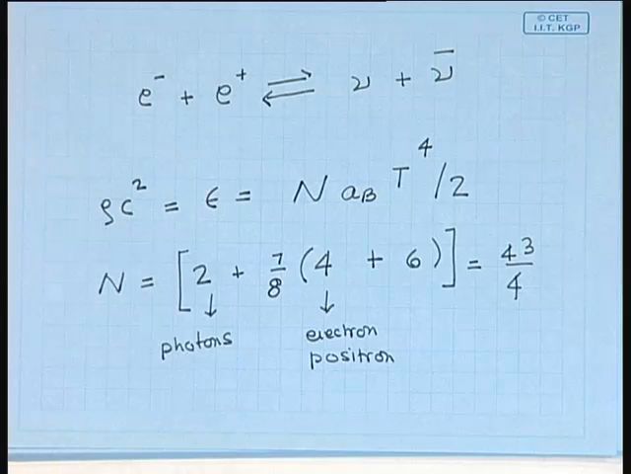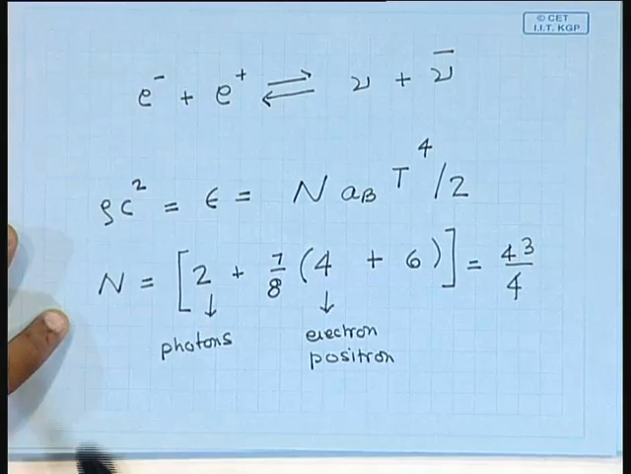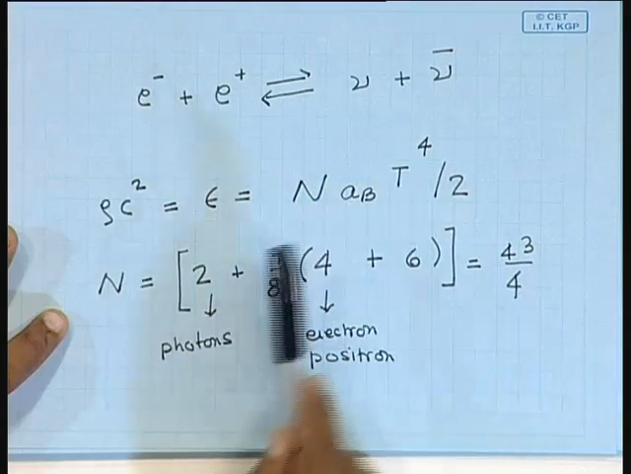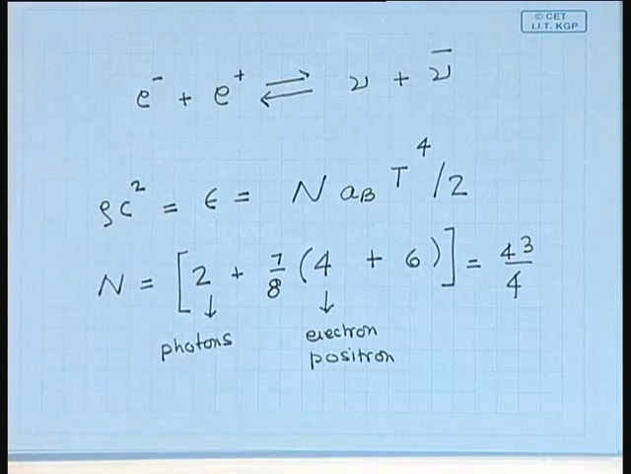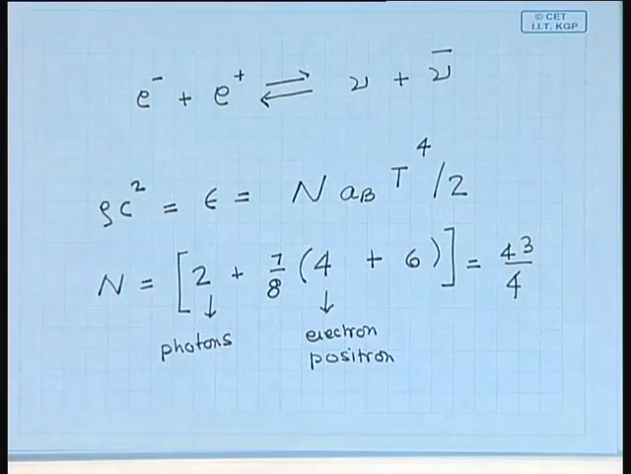So, at a temperature of around 10 to the power 11 Kelvin, the energy density of the universe is 43 by 4 into a B T to the power 4 divided by 2. Okay. And the baryons, they make a very negligible contribution. The dark matter, dark energy, they also make a very negligible contribution. So, this is the most dominant dynamical contribution that you have.